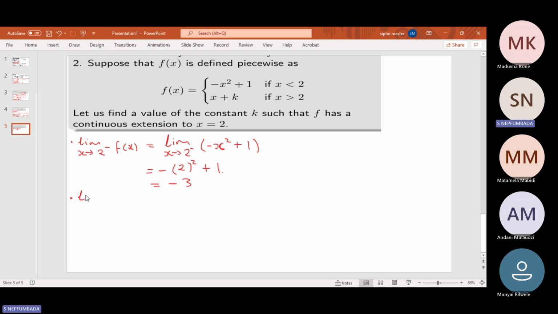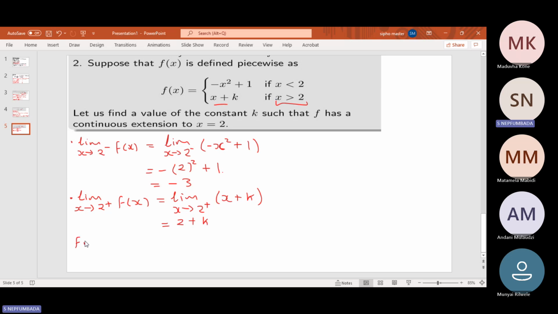And again, we find the limit of x approaching 2 from the right of our f at x, which is nothing but, we substitute our function. The one that is from the right is this function. So it's x plus k. Here there was not supposed to be k. Anyways, let's proceed. This is 2 plus k.